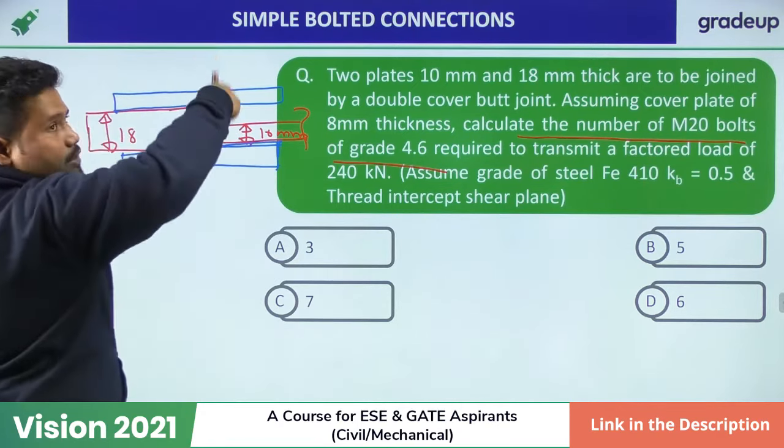And yes, let me consider, if this is the case, let me work out the number of bolts of M20. So N is equal to the applied load here. Calculate the number of M20 bolts required to transmit a factored load of 240 kilonewtons. That is, the factored load itself they have given. If they had given service load, I need to multiply that by the load factor also. So the load factor for dead load and live load as per IS 800 or any Indian standard code is 1.5, but for earthquake load or wind loads it will be 1.2.